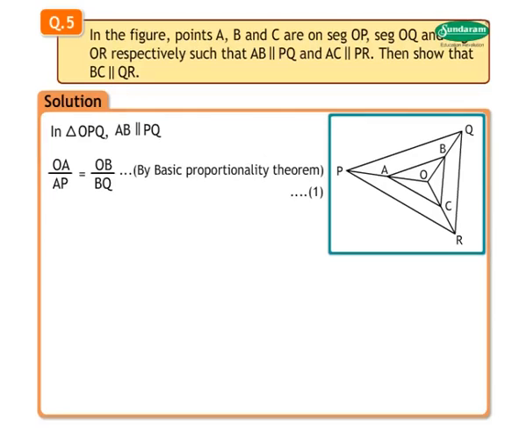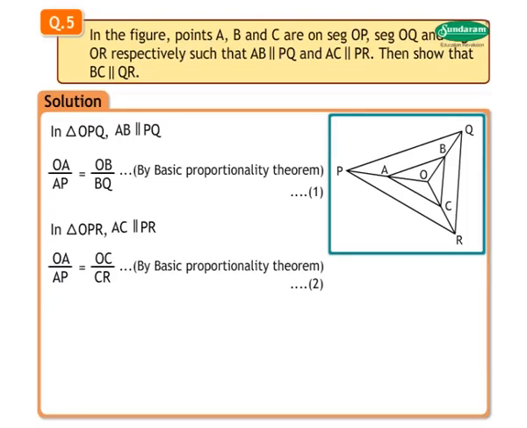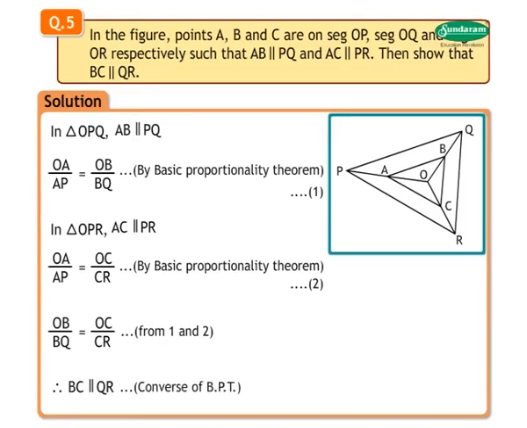Let us mark this as statement 1. In triangle OPR, we have AC is parallel to PR. Therefore, by basic proportionality theorem, we get OA upon AP is equal to OC upon CR. Let us mark this statement as 2. Thus, from statements 1 and 2, we get OB upon BQ is equal to OC upon CR. Therefore, BC is parallel to QR by converse of basic proportionality theorem.